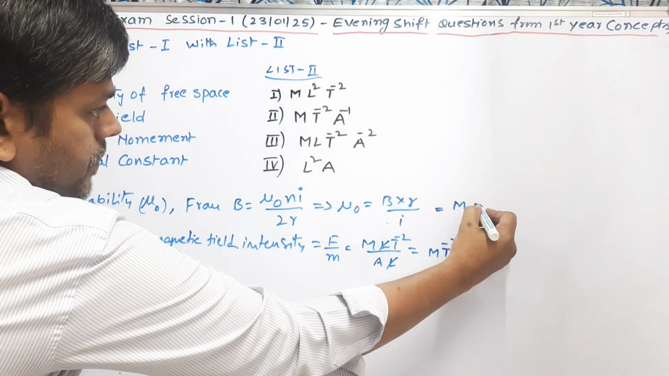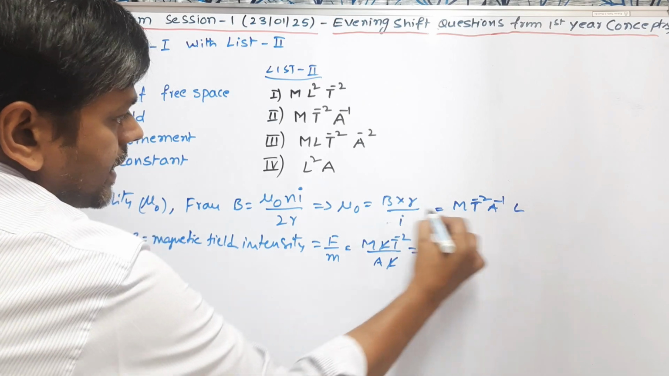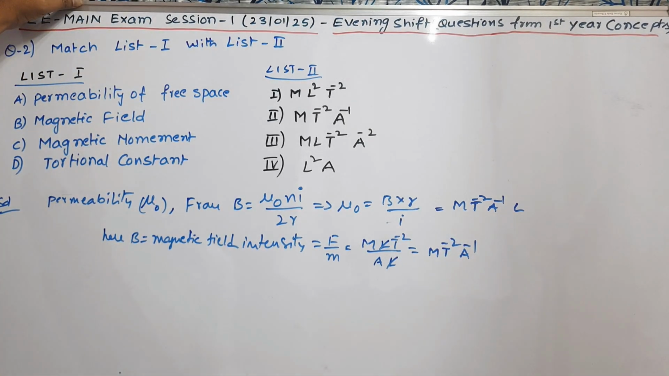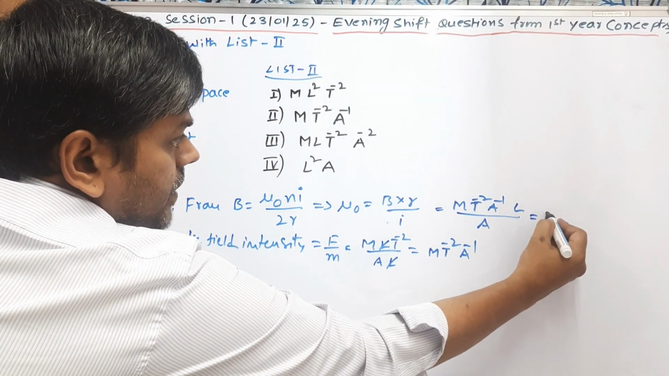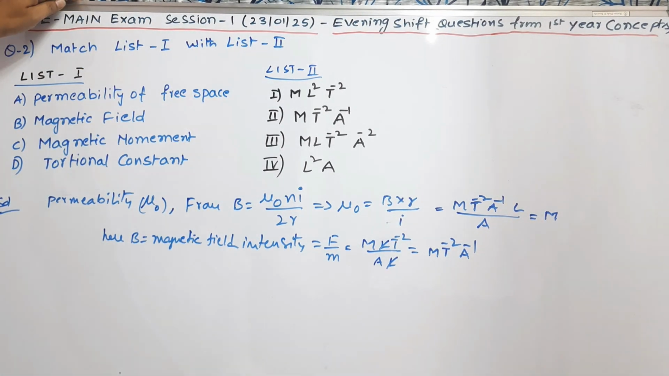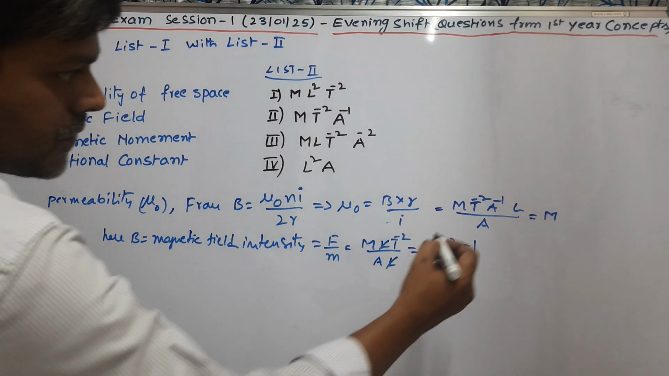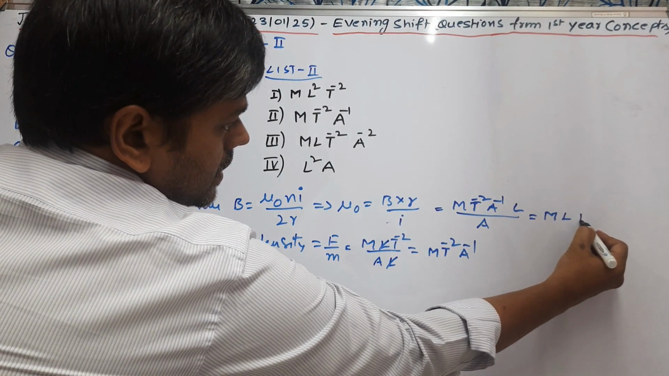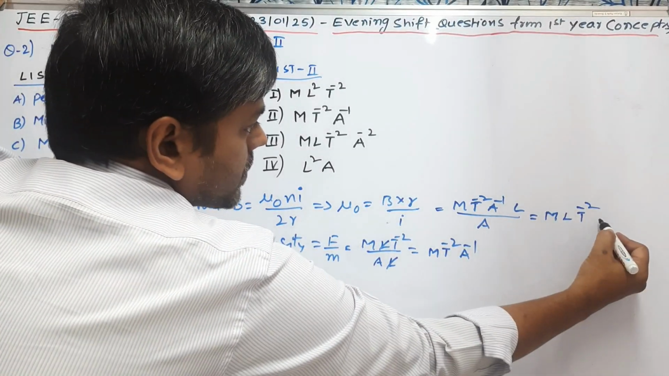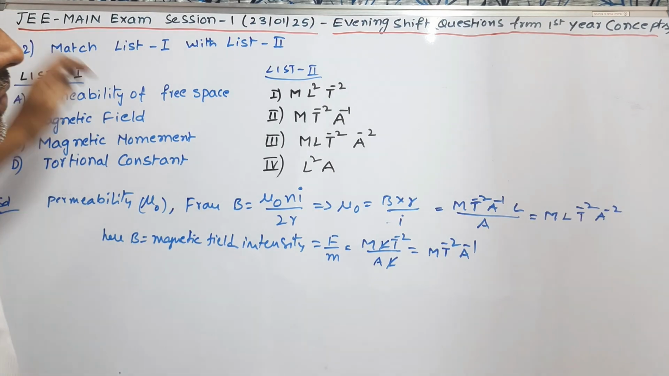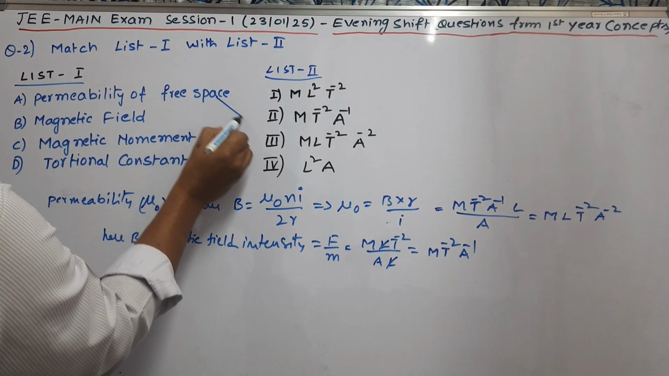So M T power minus 2 A power minus 1 into L, because R is distance, which is L. Current I is A. So you may simplify it. When this A goes to the numerator, it becomes A power minus 2. So M L T power minus 2 A power minus 2. So this is the permeability of free space.